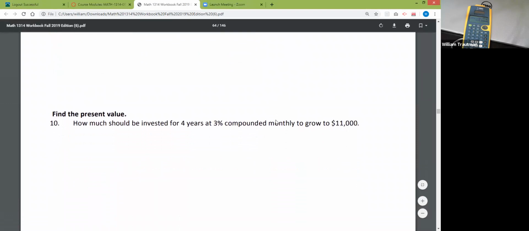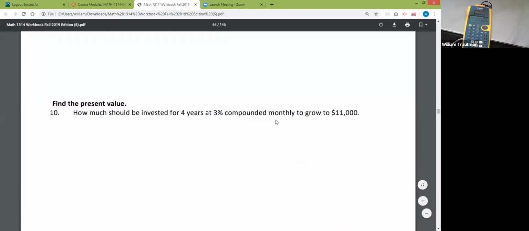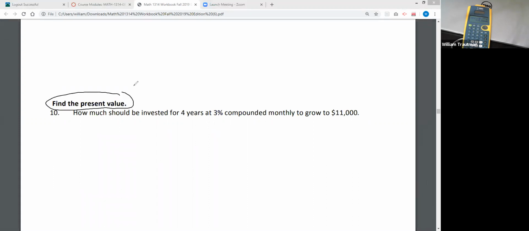How much should be invested 4 years? Okay, we're using the present value formula. What was the first one? The first one, we used the future value formula, how much we're going to have in the future. Here we want to find the present value. How much should be invested now? That means we're trying to find out what P equals.